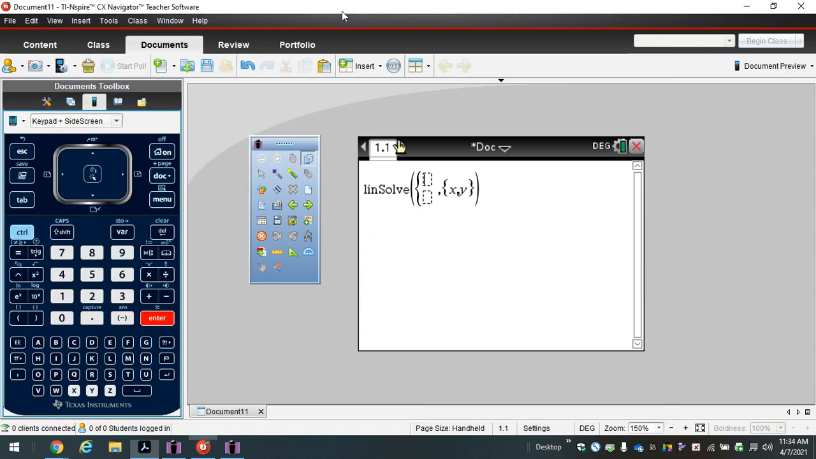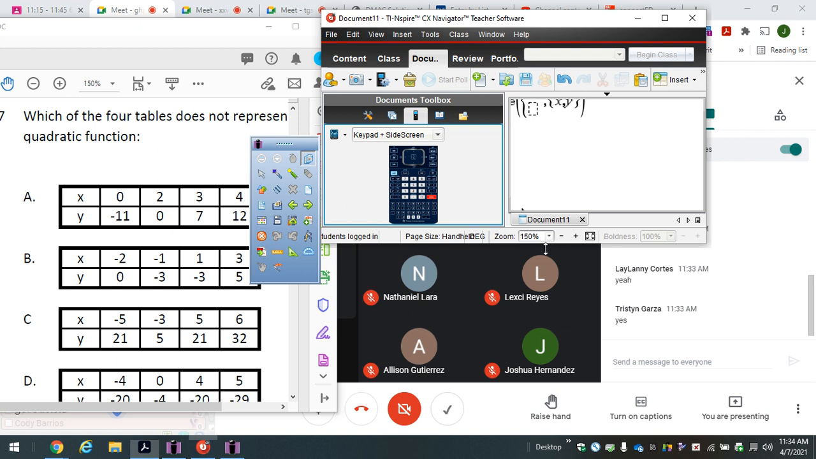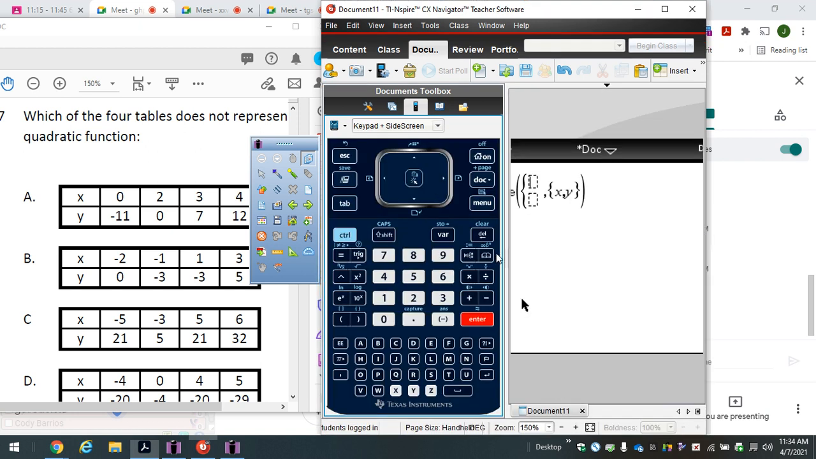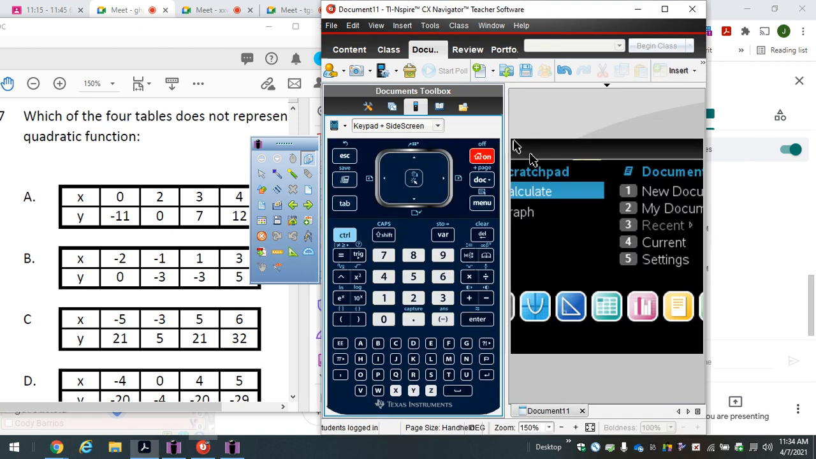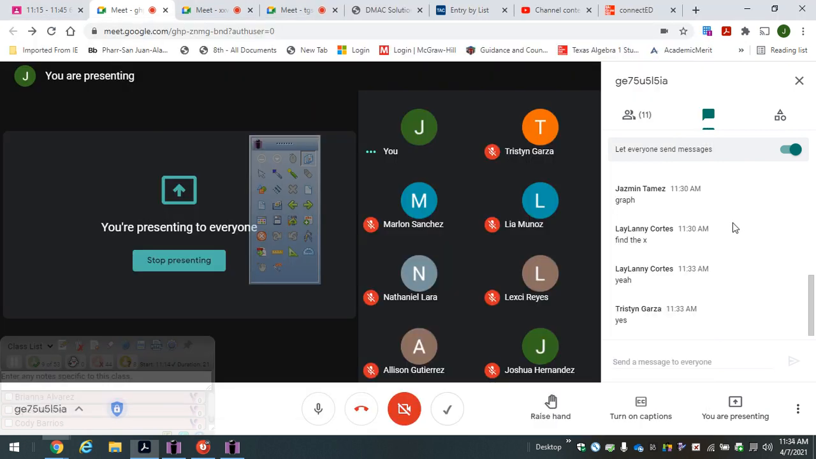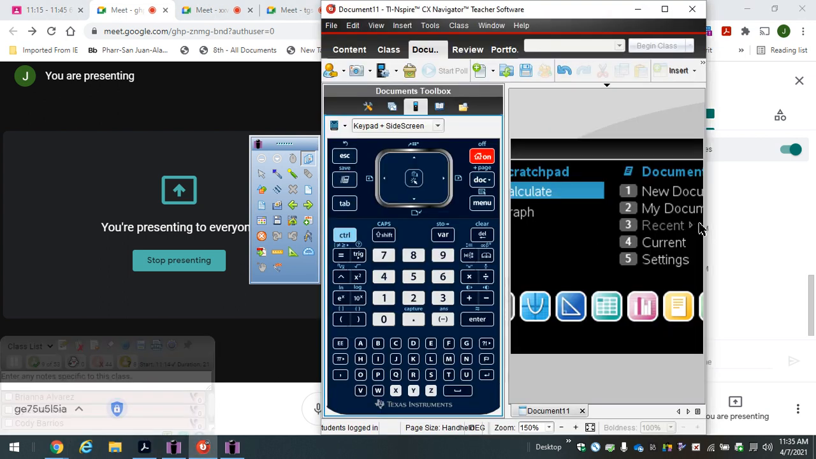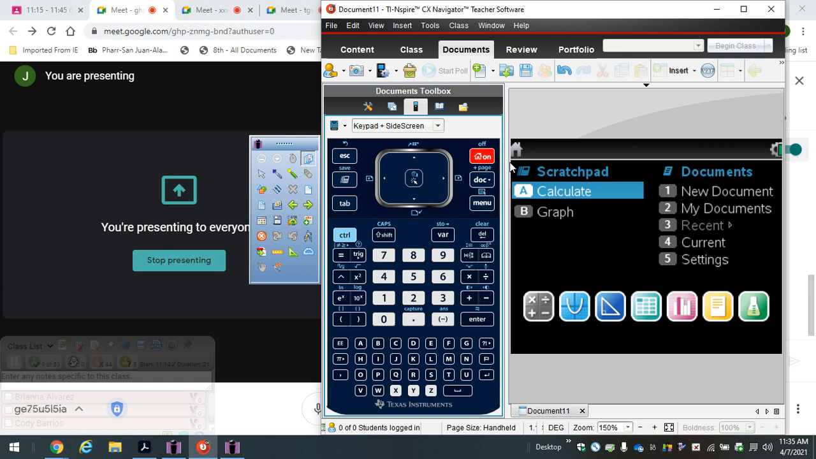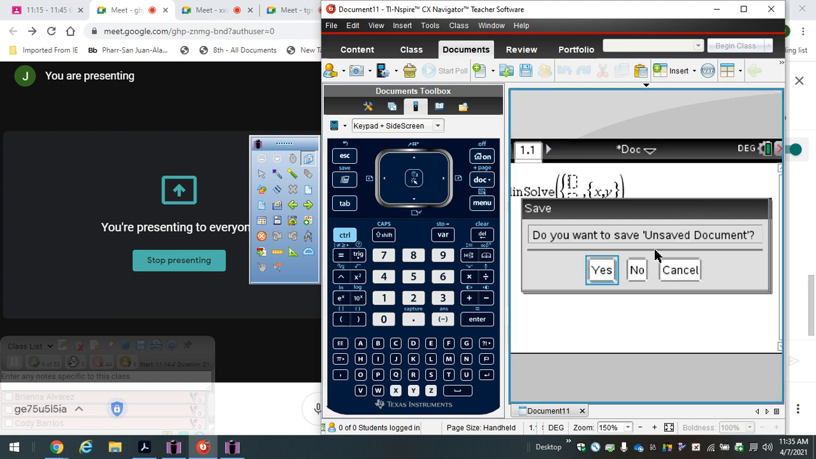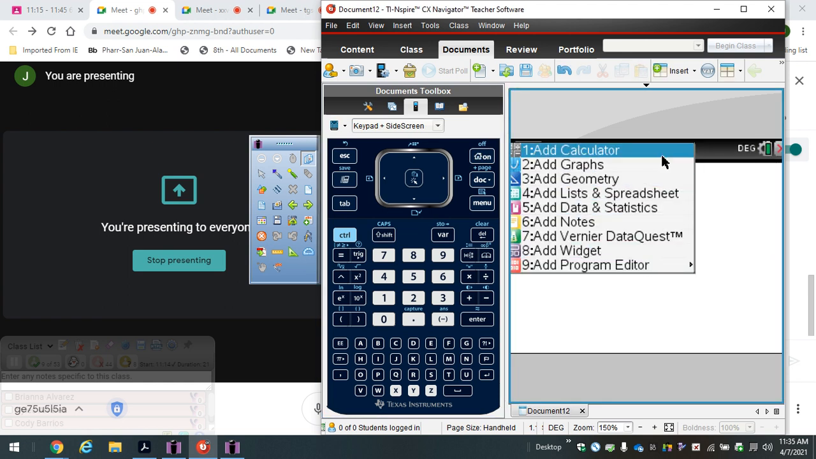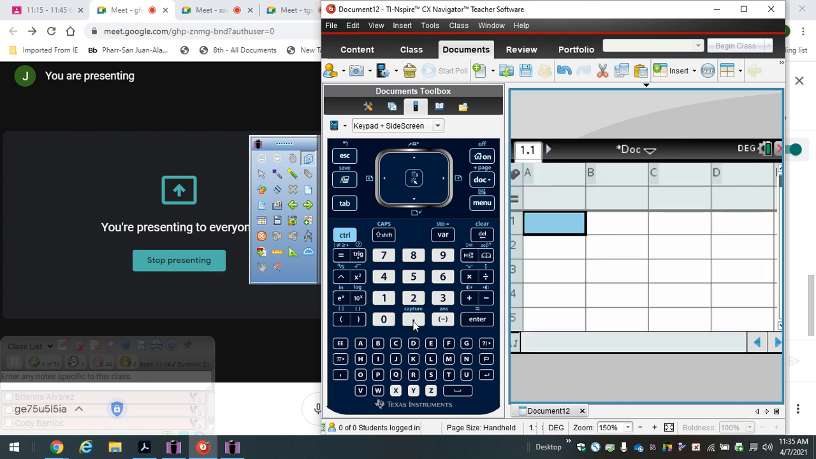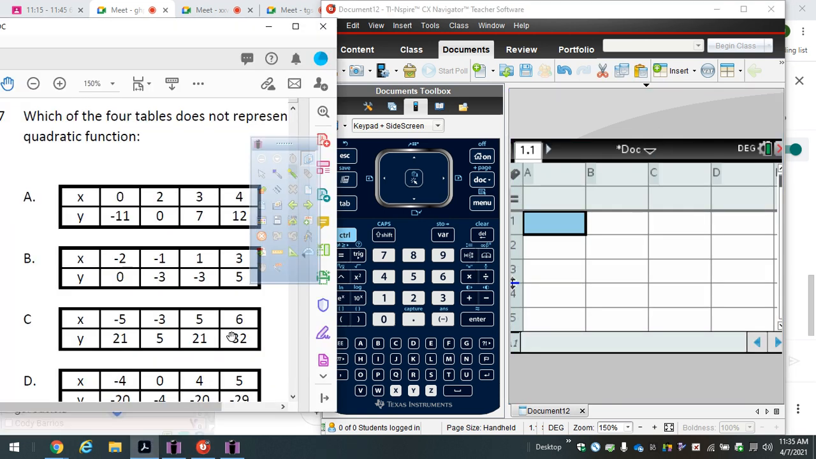I'm going to use my calculator here just for the side a little bit so I can see my numbers here. And I'm going to show you what I'm going to do. My pen's moving so slow. Okay, I'm turning on new document. No, I'm not going to save it. This in spreadsheets. I do need this one here.